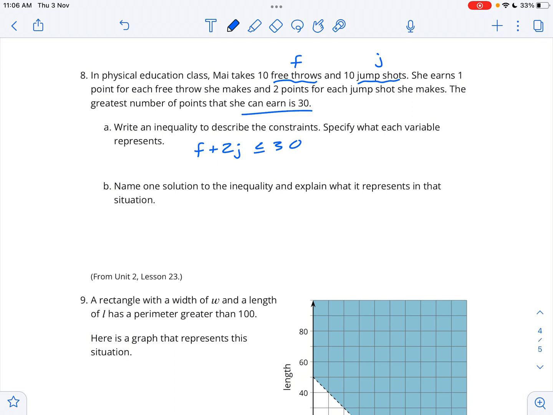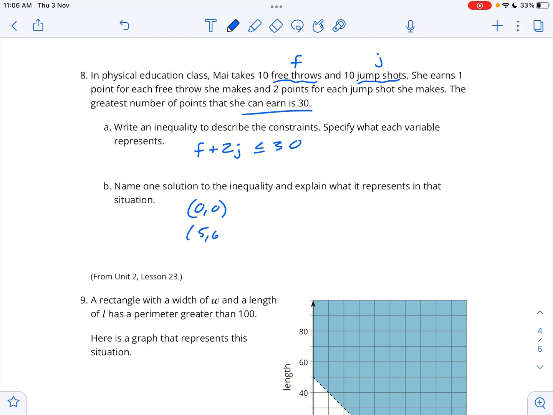Name one solution to this inequality. A bunch of possible answers. How about I just do (0, 0)? She doesn't make any. That would work because, if she doesn't make any free throws or any jump shots, she's definitely going to score less than 30. But, there's a lot of different answers that you could give.